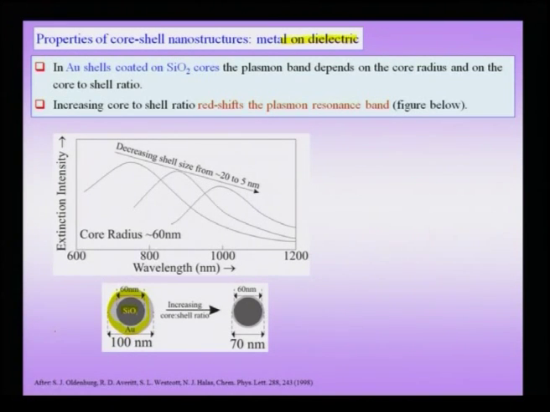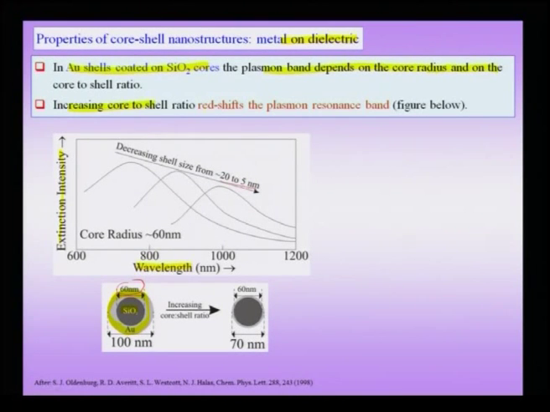And we consider a case where we keep the core radius or core diameter constant, and this core diameter is 16 nanometers. And what we do is we just change the shell size from about 20 to 5 nanometers. We keep on changing the shell size, and we study the extinction intensity as a function of the wavelength. And we note that in this case, for the gold on SiO2 cores, the plasmon band shifts on changing the core radius, and this depends obviously on the thickness of the shell, because we are keeping the core radius constant. Increasing the core to shell ratio actually redshifts the plasmon resonance band.